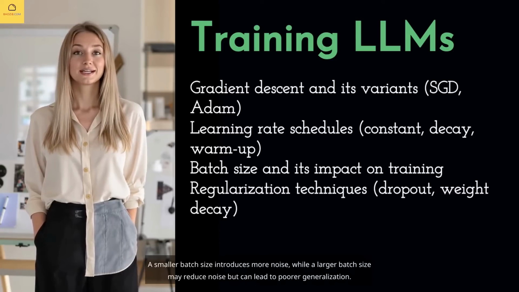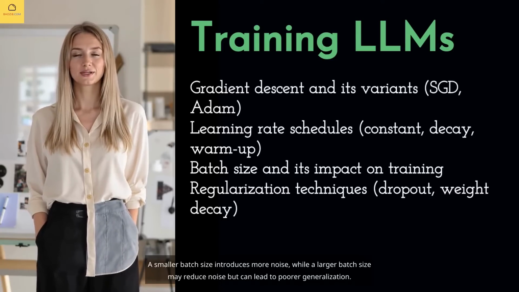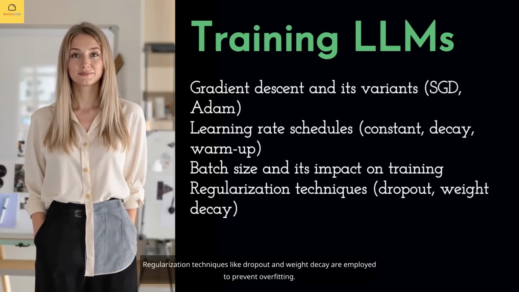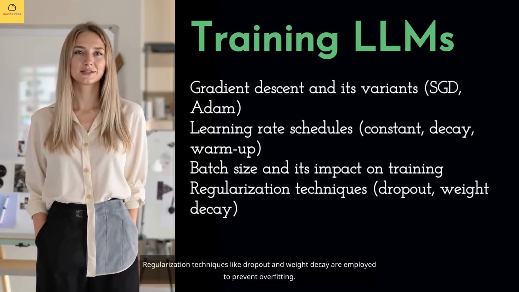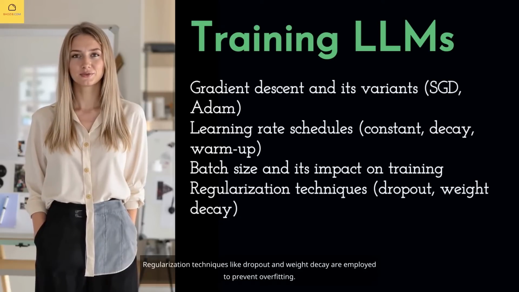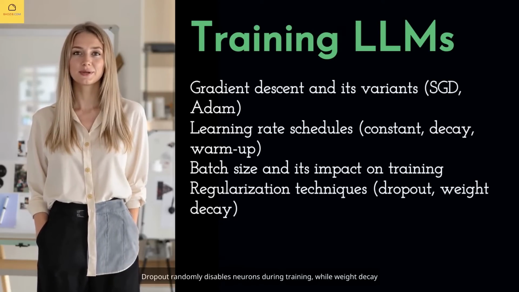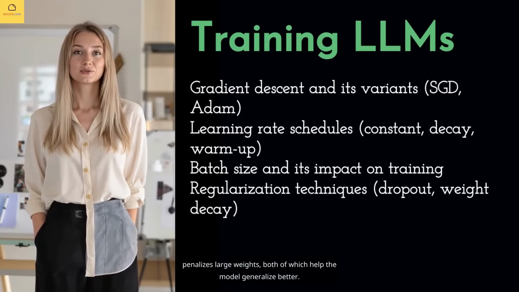A smaller batch size introduces more noise, while a larger batch size may reduce noise but can lead to poorer generalization. Regularization techniques like dropout and weight decay are employed to prevent overfitting. Dropout randomly disables neurons during training, while weight decay penalizes large weights, both of which help the model generalize better.